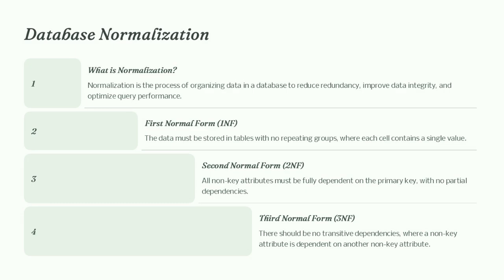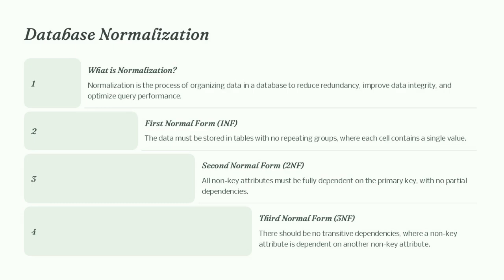The second normal form, 2NF, states that all non-key attributes must be fully dependent on the primary key, with no partial dependencies. The third normal form, 3NF, requires that there should be no transitive dependencies, where a non-key attribute is dependent on another non-key attribute. These three normal forms provide a systematic way to design well-structured, efficient databases that minimize data redundancy and maintain data integrity.